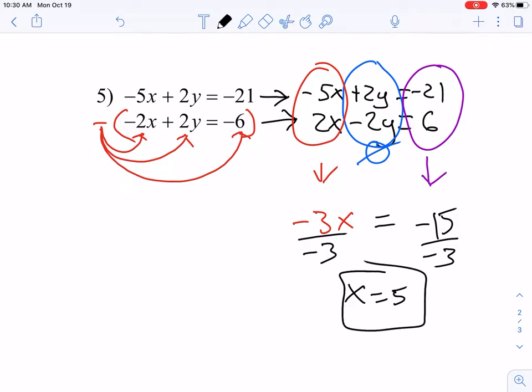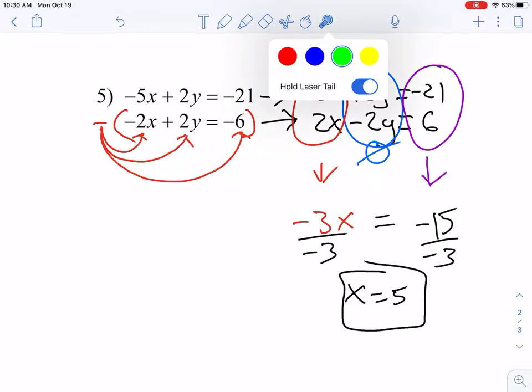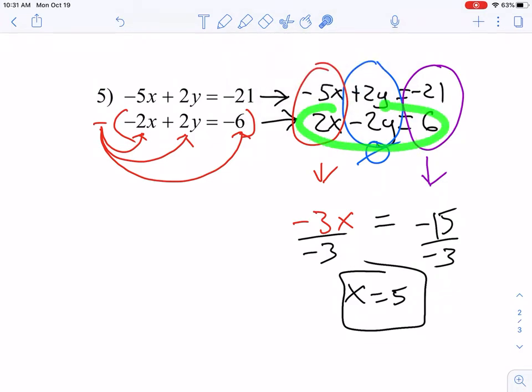Now that I know what x is, I can pick any equation. I can pick the one that I changed or either of my original equations. As long as I use all of the same values, I'm good to go. So I'm going to pick this one that I changed here. So 2x minus 2y equals 6.